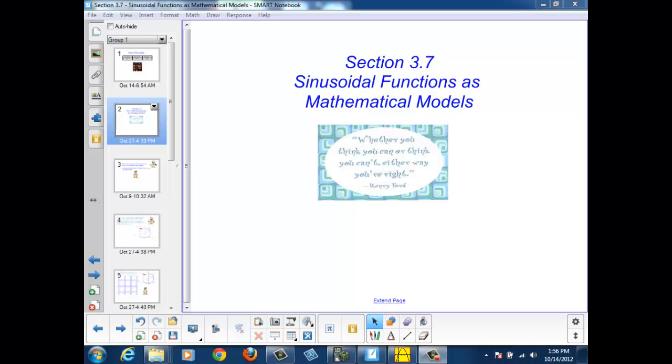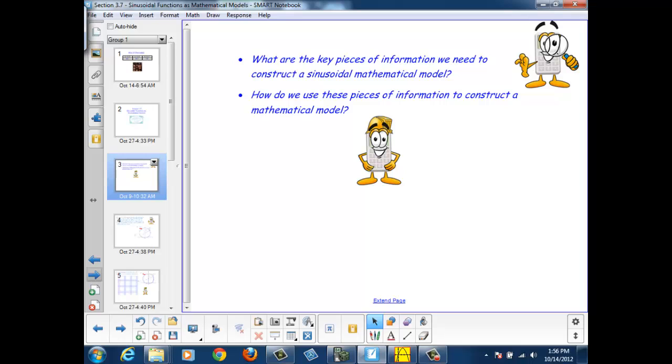Welcome to section 3.7, Sinusoidal Functions as Mathematical Models. At the end of this section, we should be able to address these questions. What are the key pieces of information we need to construct a sinusoidal mathematical model? How do we use these pieces of information to construct a mathematical model?